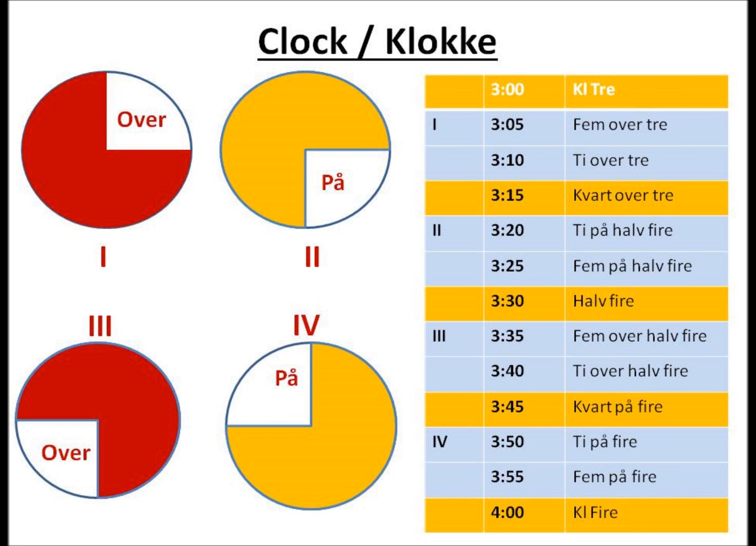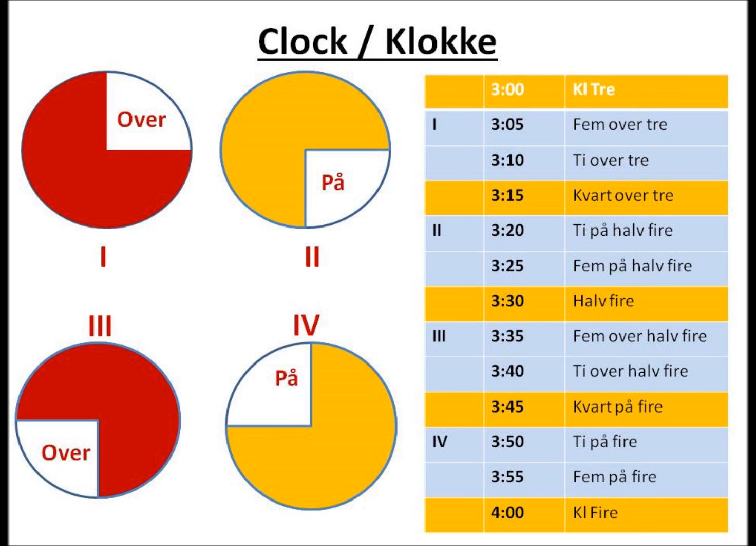Now let us see about the time. The Norwegian clock is divided in 4 equal parts, or 4 quarters. As you can see, in figure 1 I have written over, and in figure 2 I have written på, and on 3 it's over, and on 4 again it's på. This will be better understood by examples.